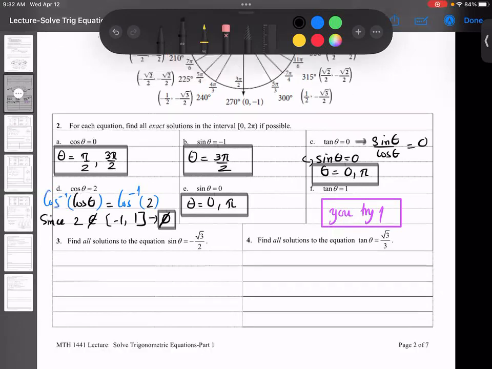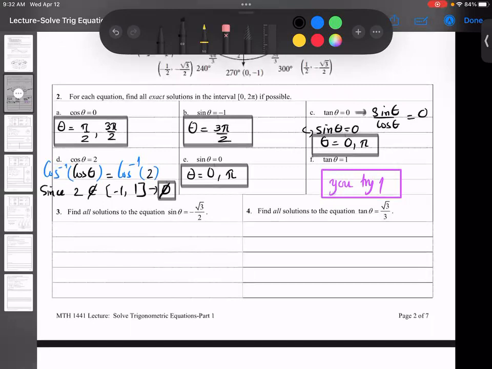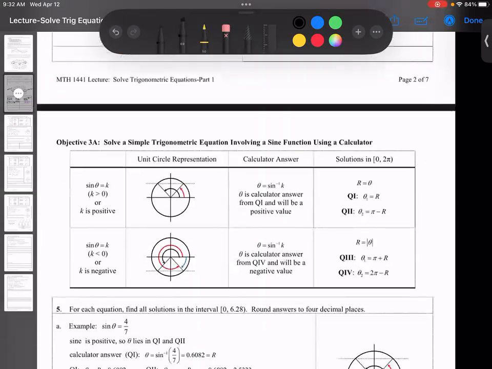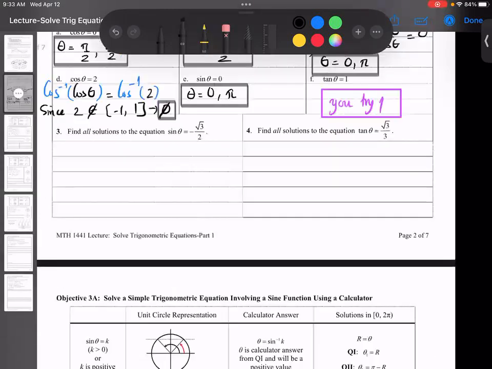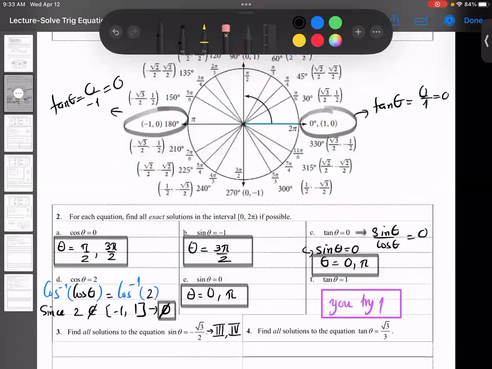Try one. Number 3, find all the solutions to the equation sine theta equals negative root 3 over 2. Let's save some time. Just determine what quadrant sine theta equals negative root 3 over 2 is in. What quadrant would it be? Yeah, 3 and 4, right? So it saves you time looking around. All I have to focus on is quadrant 3 and quadrant 4.